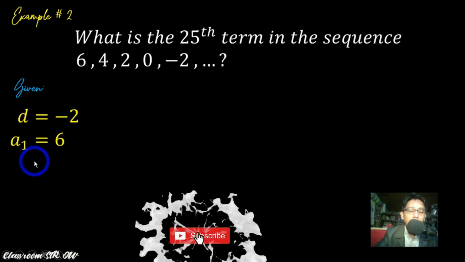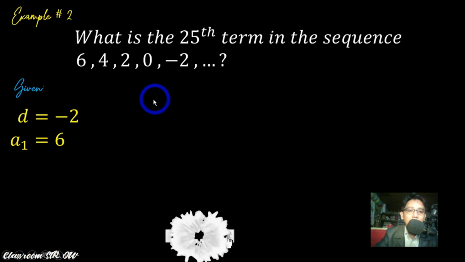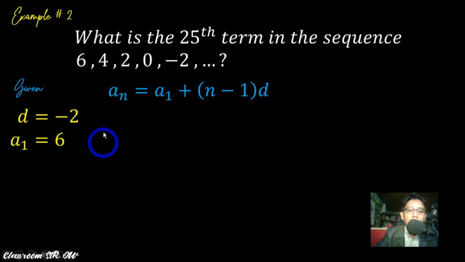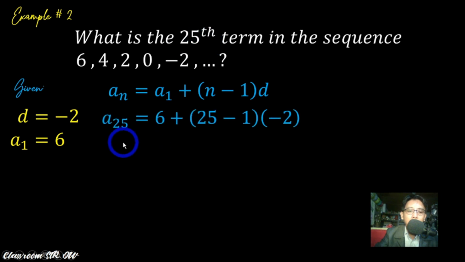So our first term is of course 6. And applying what are the given to our general formula for arithmetic sequence: a sub n, because we are looking for the 25th term, so that is a sub 25. Our a sub 1 is 6. Our number of terms is 25 because there are 25 terms all in this sequence, since you are asked for the 25th term in the sequence.